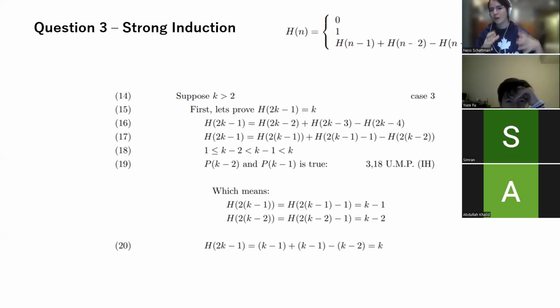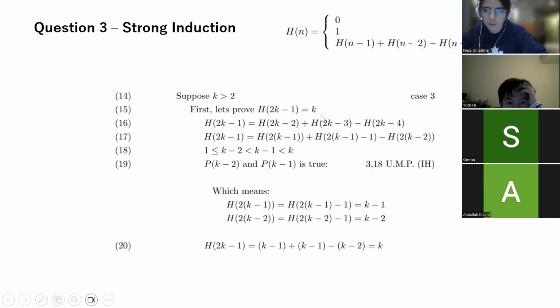And what do we know about h of 2 times any number that's less than k? Well, it's equal to that number. So we get that h of 2 times k minus 1 is just equal to k minus 1 by our induction hypothesis. So very, very similar logic applies to our next term, right?